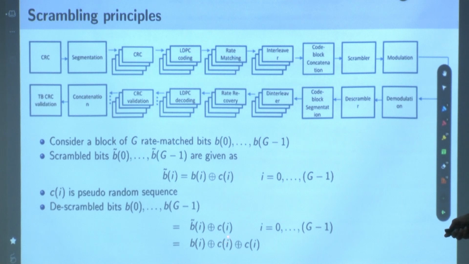If you scramble a sequence with itself, what you get is a string of zeros. 0 XOR 0 is 0, 1 XOR 1 is 0. So this will be an all-zero sequence of length G, and then you do the bitwise XORing with b of i. What are you going to get? You're going to get back the same sequence. Any bit XOR with 0 is the same bit: 1 XOR 0 is 1, 0 XOR 0 is 0. So you get back the same unscrambled sequence. This is the principle of scrambling, and this is the principle of descrambling. Scrambling happens at the transmitter, descrambling happens at the receiver.